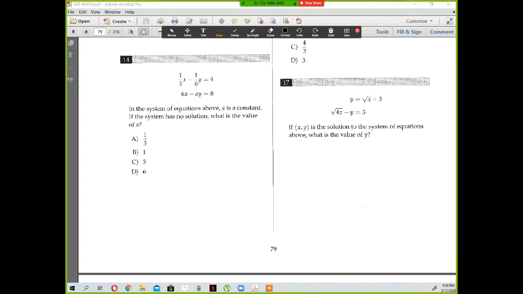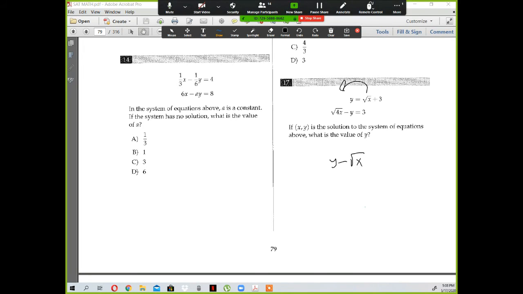Okay. Question number 17. I have root of x. I don't have x. I don't have x to the power of 2. I have root of x. Doesn't matter. We can cancel it. I mean, we have to transform this into our original form, which was all x's and y's on one side, and on the other side we have only constants. So I will move it here, so it'll be y minus root of x is equals to 3.